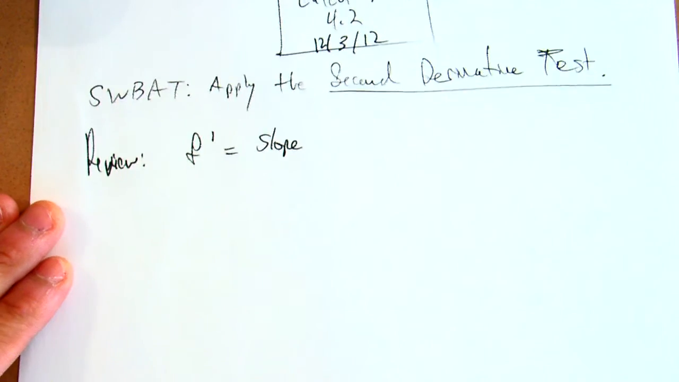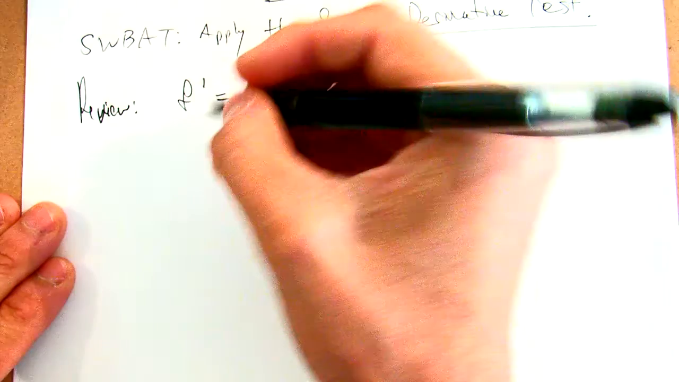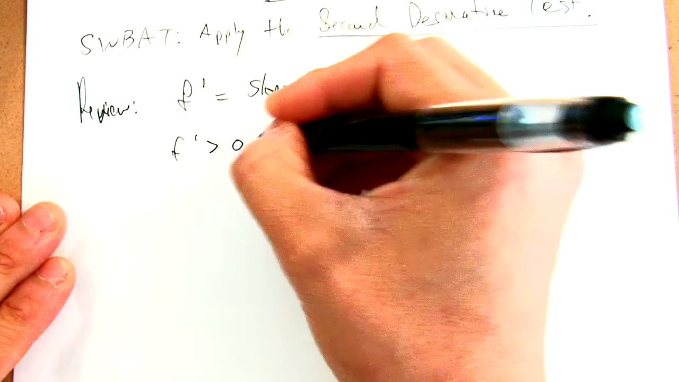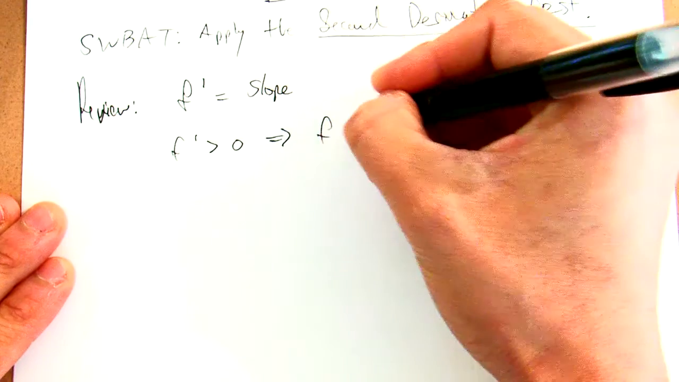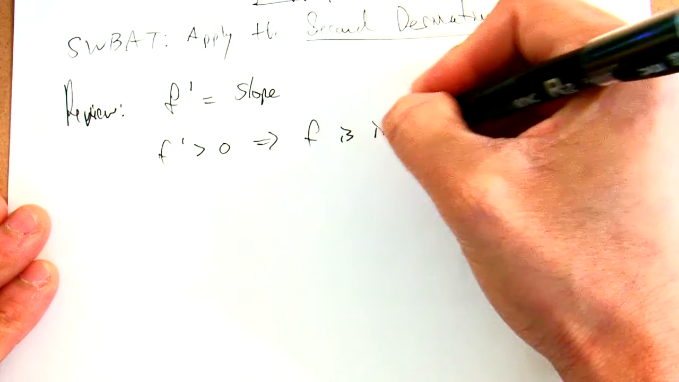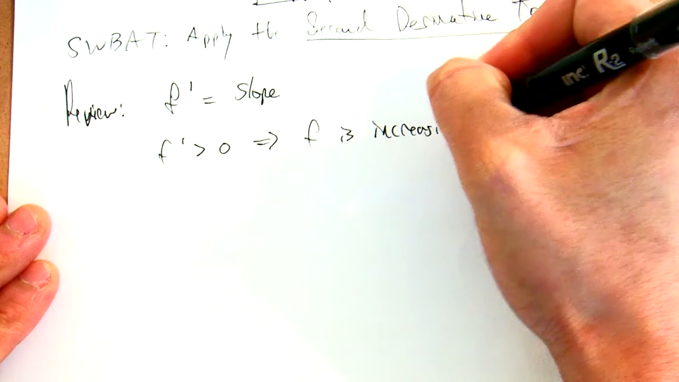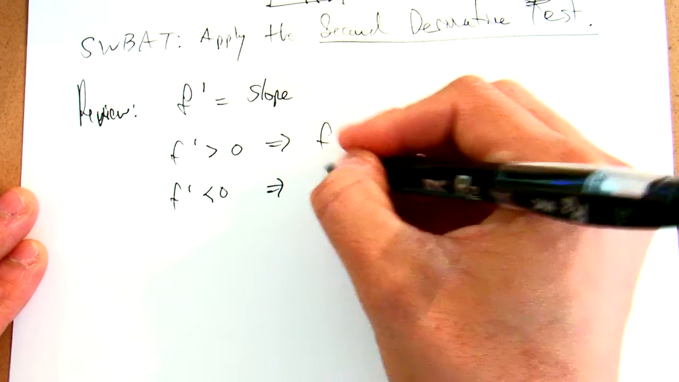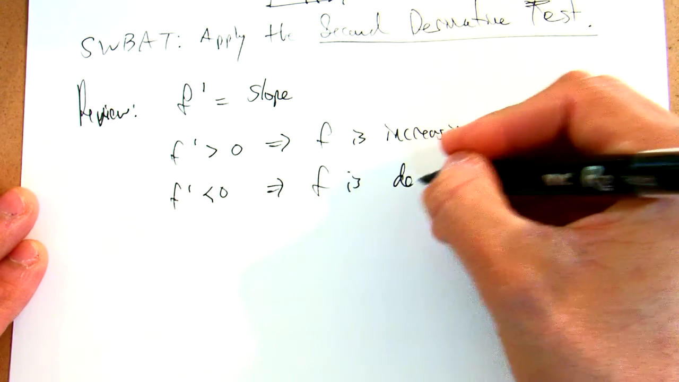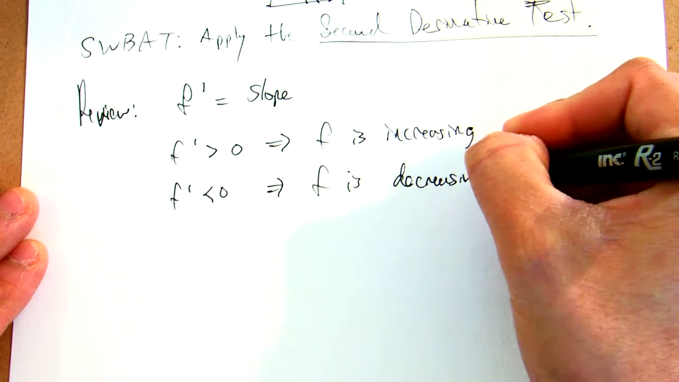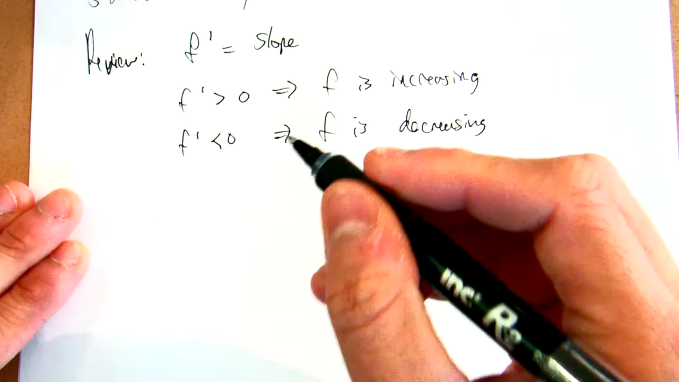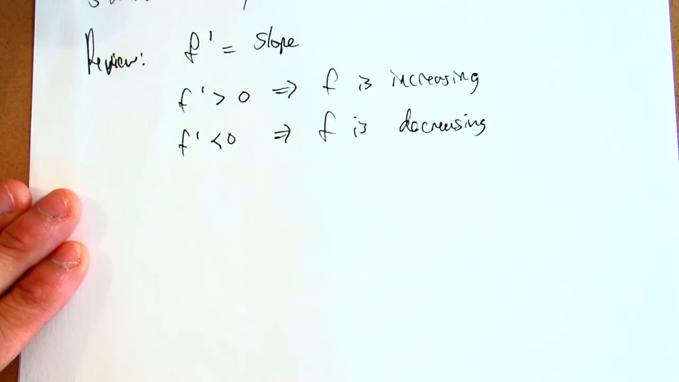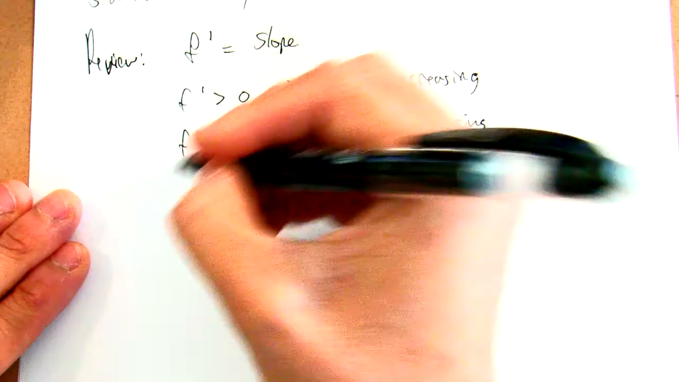So we're going to review really quickly. f prime is the slope. If f prime is greater than 0, this implies f is what? Increasing. This should be obvious at this stage. If f prime is less than 0, this implies f is what? Decreasing. Okay? How many derivative tests? Just 2. Good question.